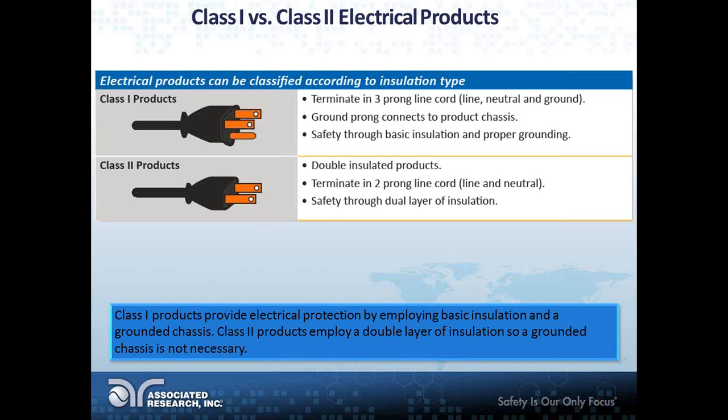So most likely what you're doing for testing there instead is doing a higher voltage dielectric withstand (hipot) test to make sure that both layers of insulation can handle the electrical force necessary to keep the user safe. So basically the takeaway here is that Class 1 products provide electrical protection by employing basic insulation and a grounded chassis. Class 2 products use this reinforced or double layer of insulation.